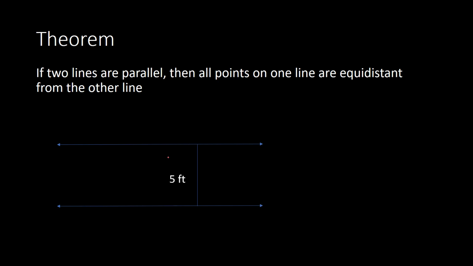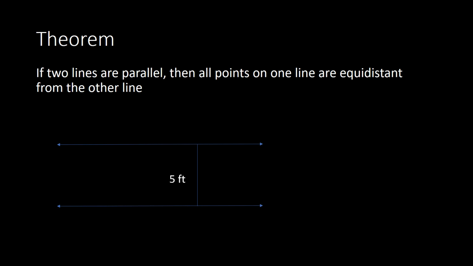And this is kind of the idea of a railroad, where you can imagine the top and the bottom lines as being the two rails, and then this line down the middle would be the different beams that connect the two rails. And it doesn't matter where I put the beam, every beam would be the same length that connects the two rails. And that is the concept behind this theorem.